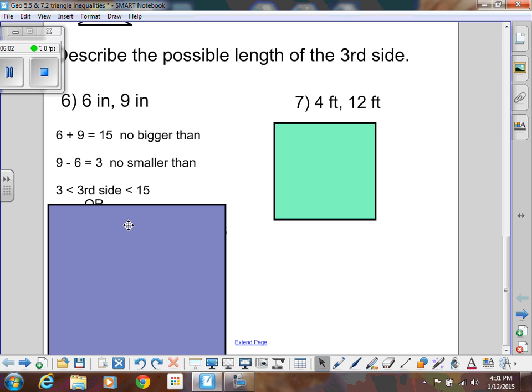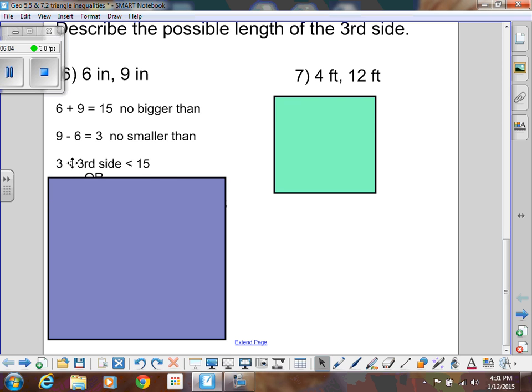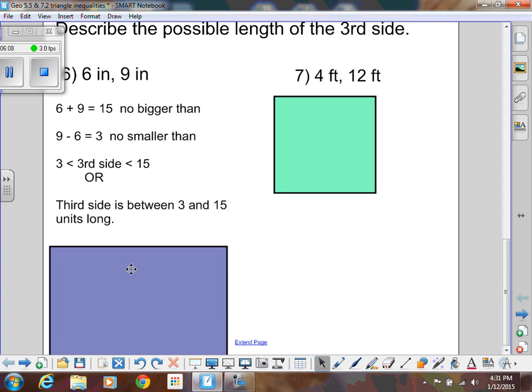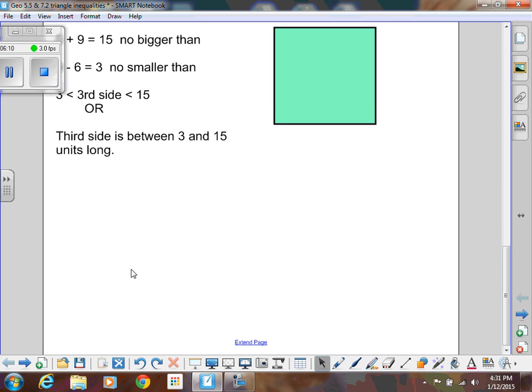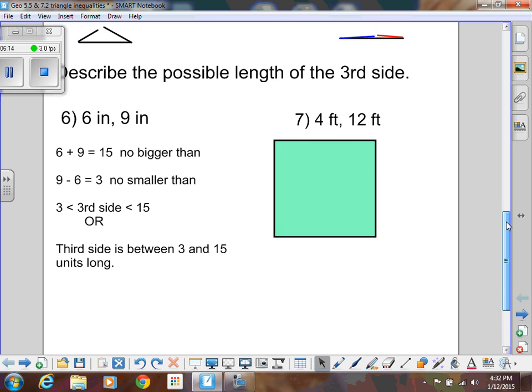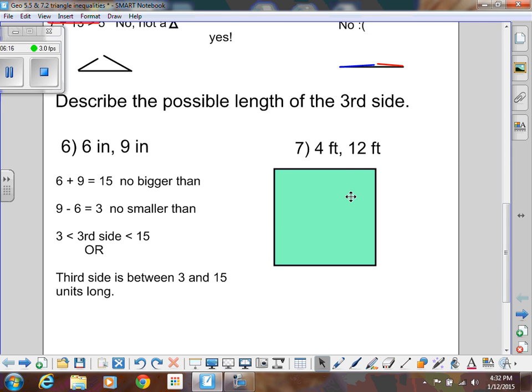So our third side is going to be greater than 3 and less than 15. Or another way you could say it in words is that the third side is between 3 and 15 units long. All right, so let's do the same thing over here.